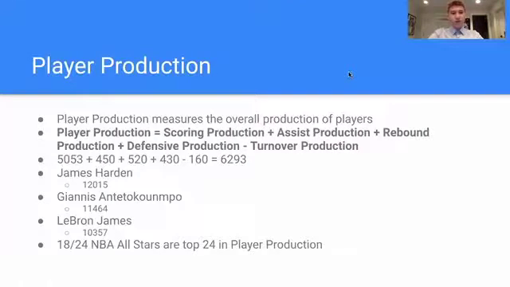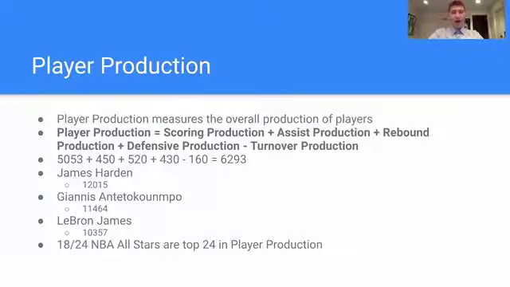Player production. Now that we have all of the variables, we can add them together to get player production. This measures the overall production of the players. When we use our example numbers, we get a player production of 6,293. James Harden had a leading player production of 12,015, followed by Giannis Antetokounmpo with 11,464, LeBron James with 10,357.